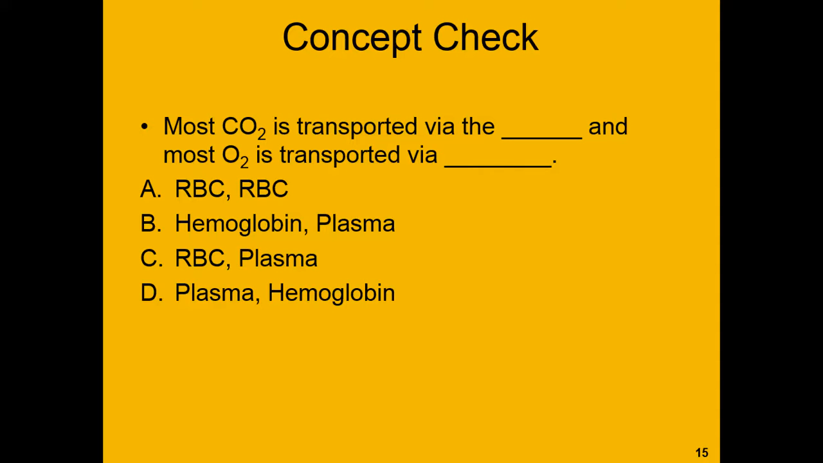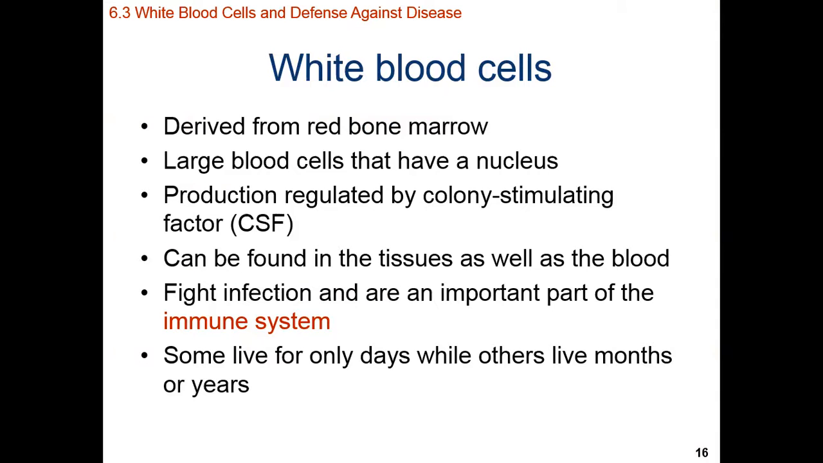Most of the carbon dioxide is transported in the blood plasma in the form of a bicarbonate ion, and most of the oxygen gas is going to be transported bound to the hemoglobins within our red blood cells. Let's continue on with white blood cells.